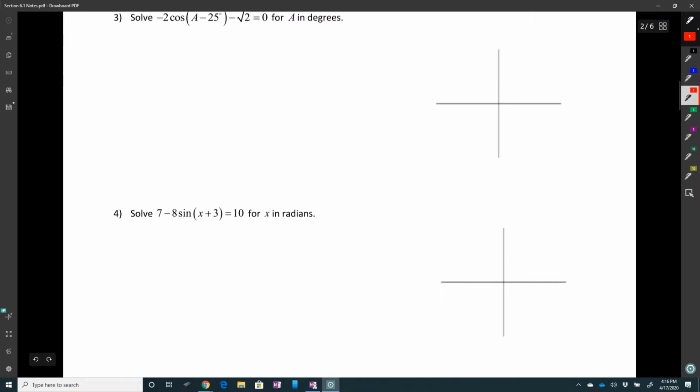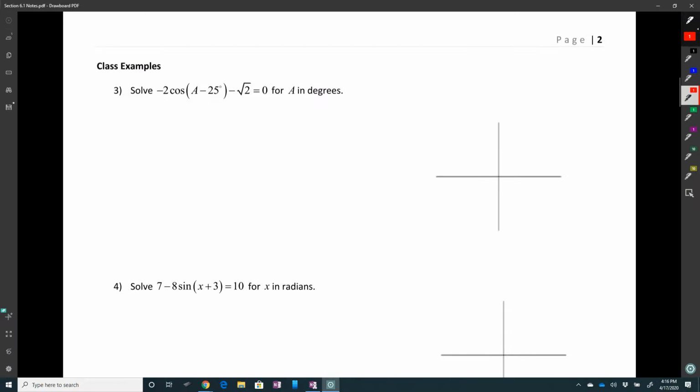So let's go to the next page. Got 3 more examples. These get a little bit harder, but they're pretty much the same idea. All I'm going to do now is solve for the cosine expression. So this part right here cannot be separated. Cosine and what it's attached to has to stay together. So this is what I'm going to solve for, which means everything else I'm going to move around. So I'm going to add the square root of 2 to the other side. So equals square root of 2.